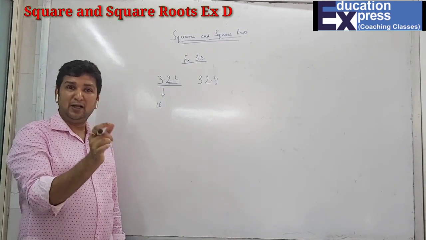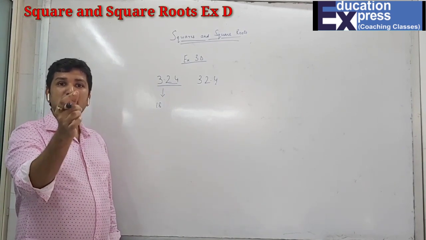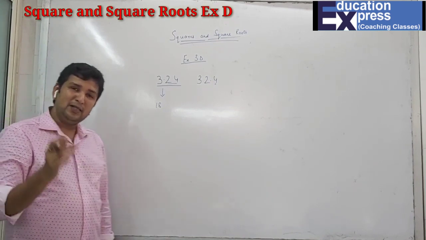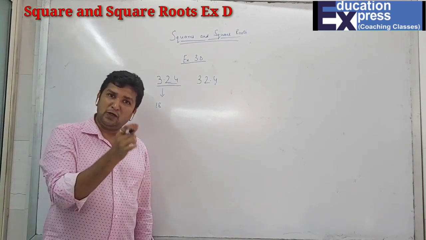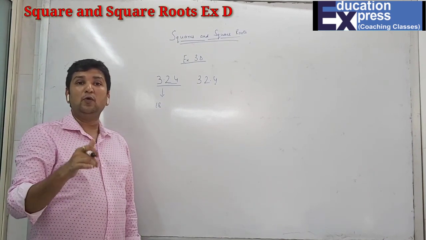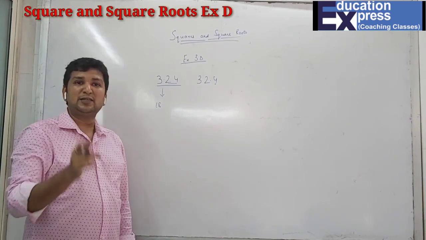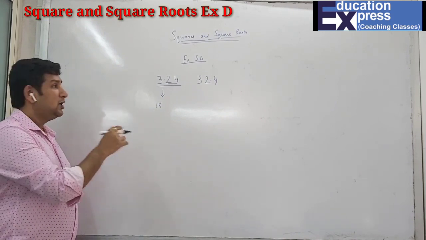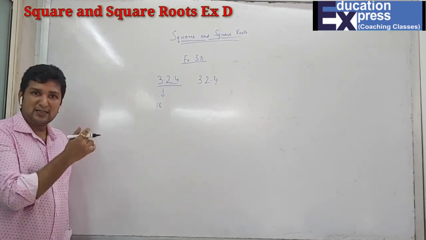That means after the decimal there should be 2, 4, 6, but any even number is okay. After the decimal, the number of digits compulsory has to be in pairs. That is either 2, 4 or 6. It cannot be 1, 3, 5. Then only you can find the square roots of decimal numbers. So now I'll start solving the sum.